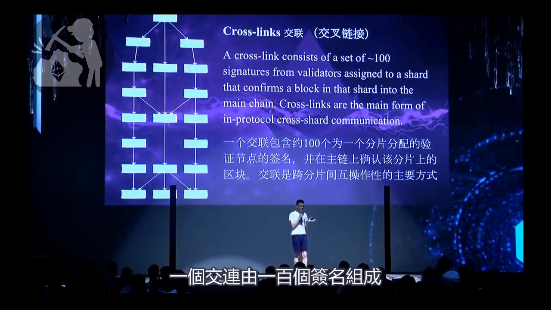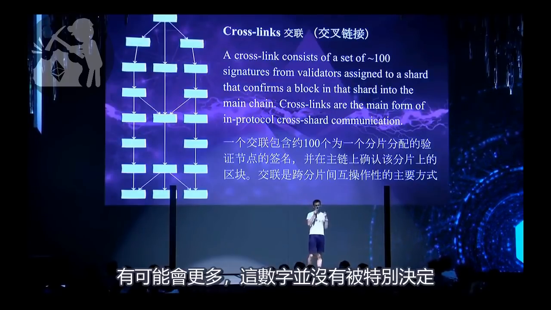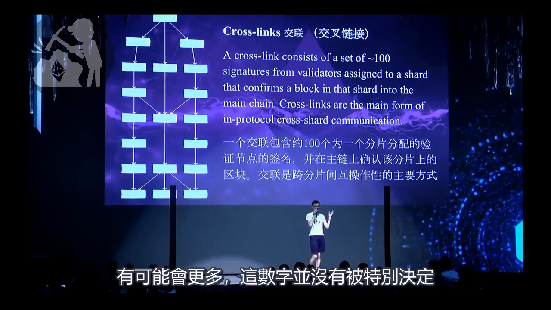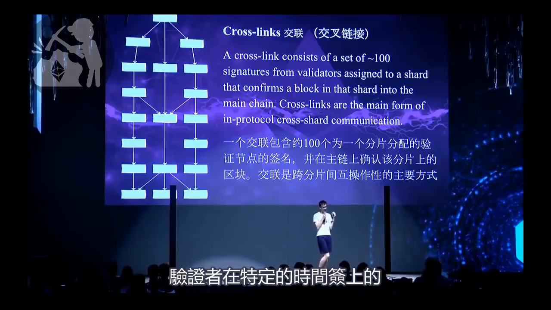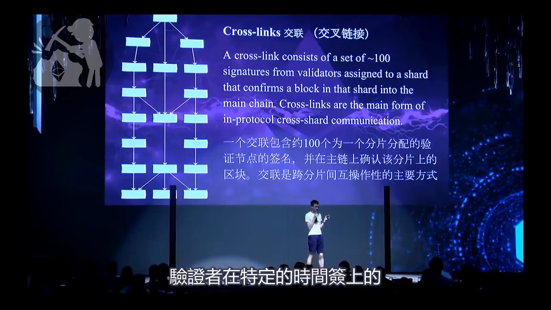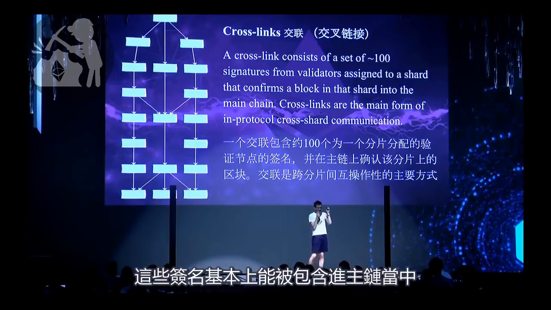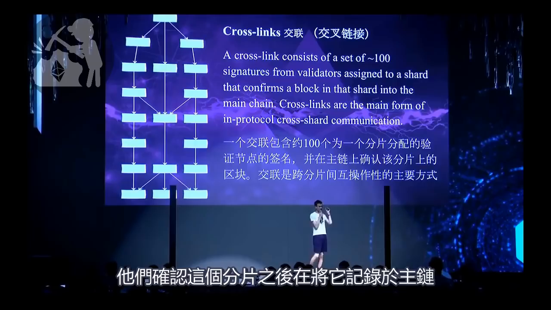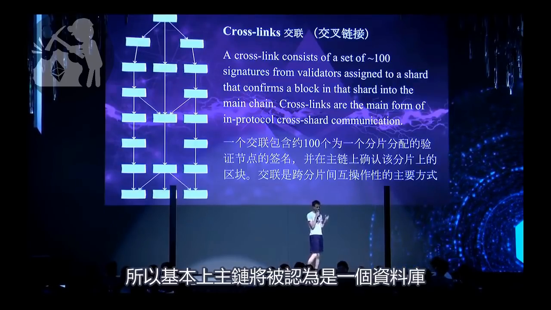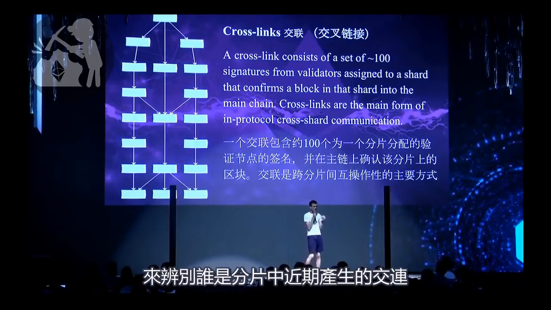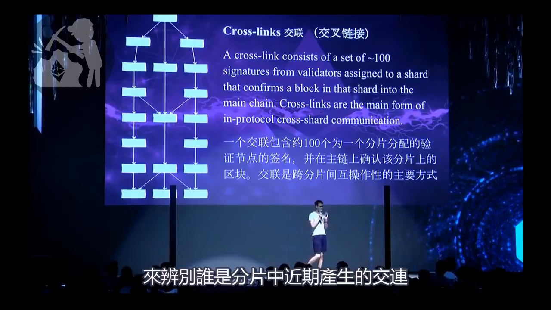So a crosslink consists of a set of about 100 signatures, could be more, number not exactly decided, some significant number of signatures. These signatures are from the validators that were assigned to a shard at some particular time. And this set of signatures basically can be included into the main chain, and they confirm a block in that shard into the main chain. So basically, the main chain maintains a database for each shard. What is the most recent crosslink from that shard that was submitted?